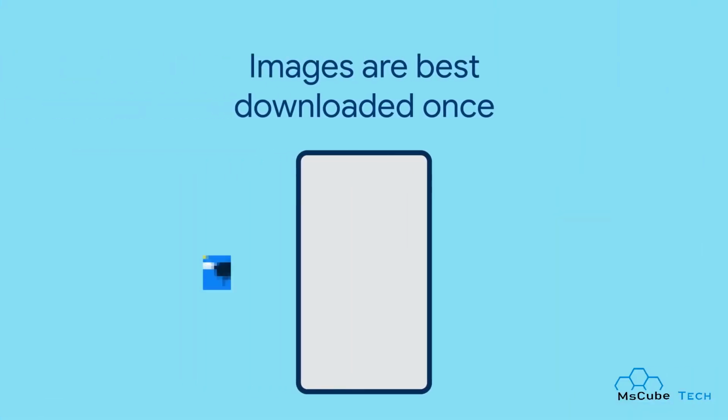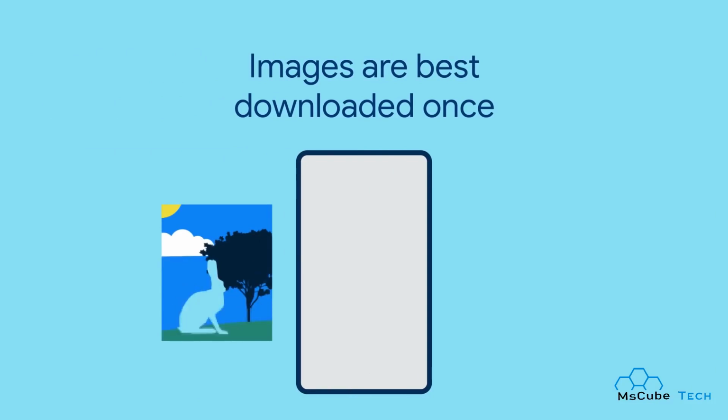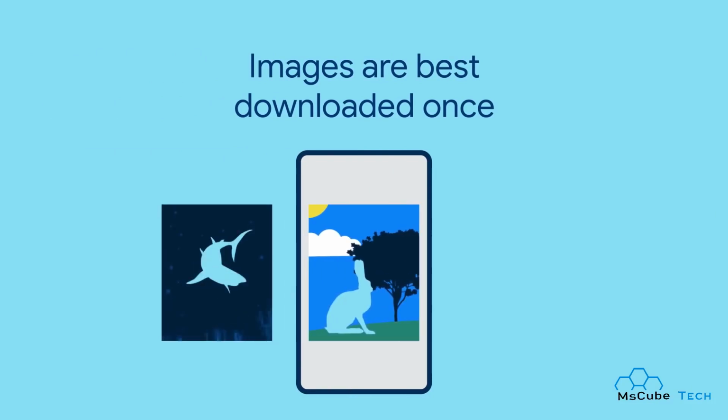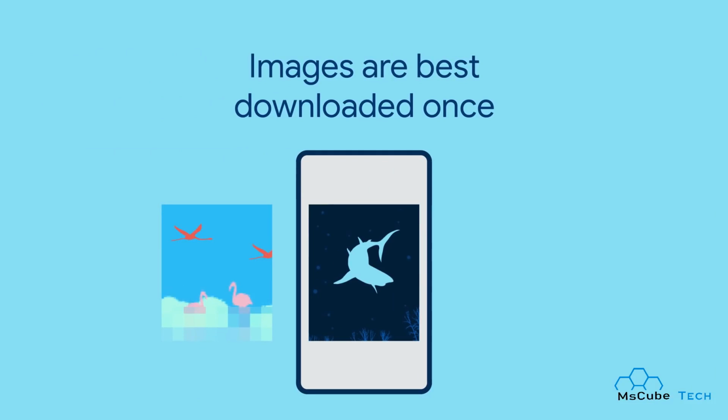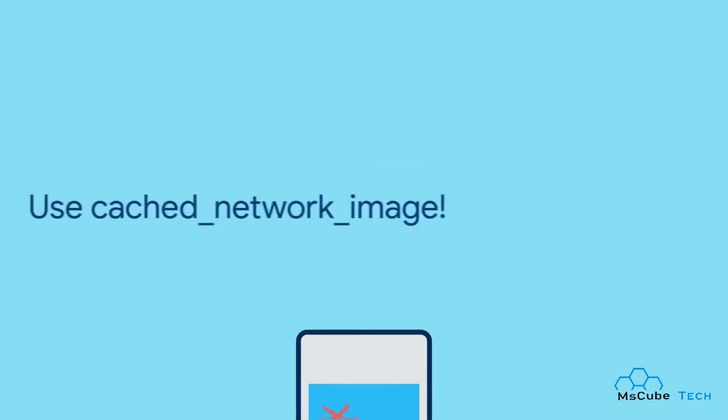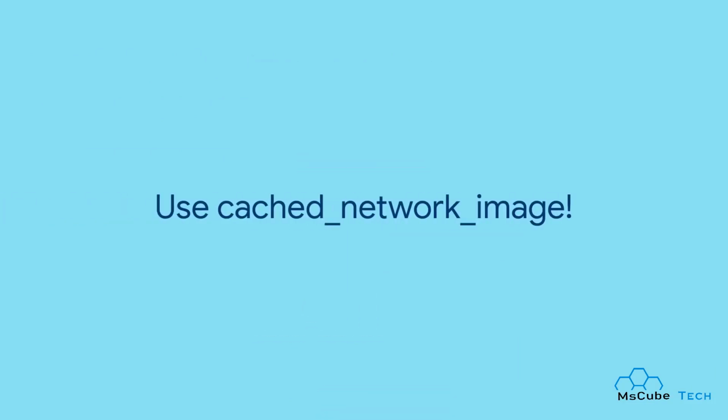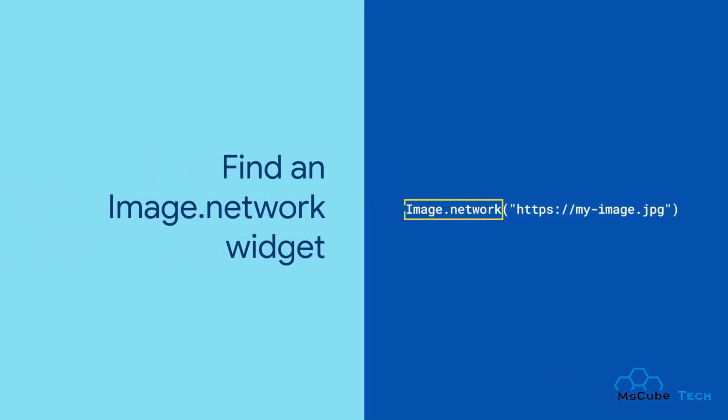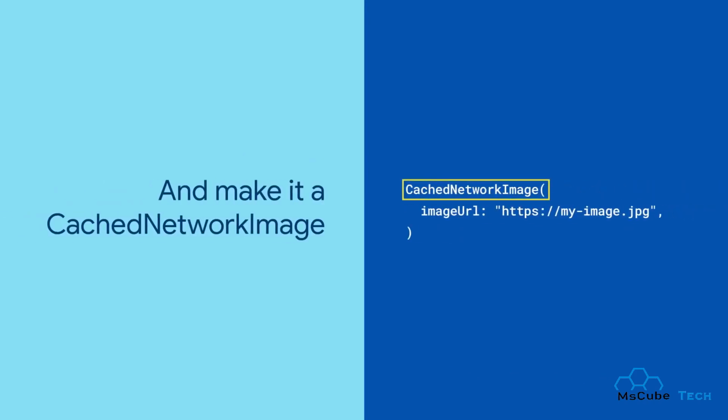If a picture's worth 1,000 words, then some great images in your app are well worth the cost to download them. But if you're not careful, your users will pay that cost every time they launch your app. To avoid this, use cached network image. To start, find an image.network widget in your app that you're tired of downloading again and again and again, and convert it into a cached network image.